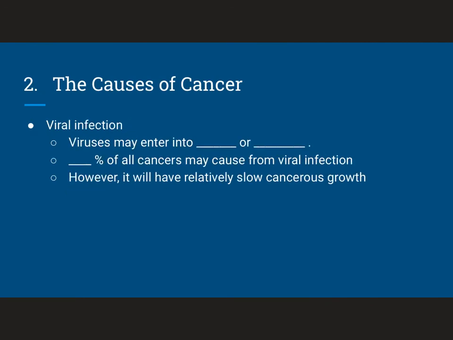Another reason can be a viral infection. You may have viruses that enter into your DNA or RNA, basically different types of your genetic code, and about 15% of all cancers are caused this way. For example, human papilloma virus can infect people, especially women, to have cervical cancer later on. Because it's not from your actual cell division and how cells are growing rapidly, it is going to have a relatively slow cancer growth rate.